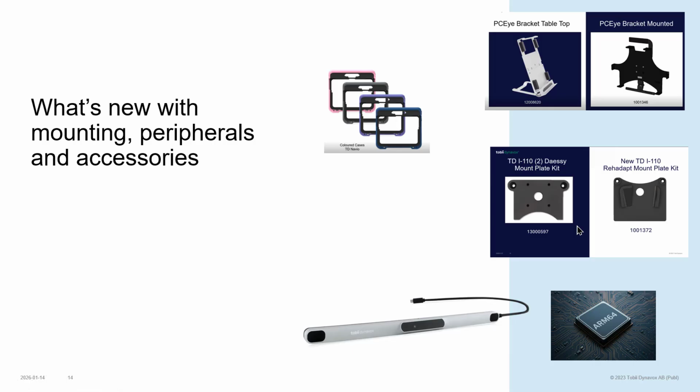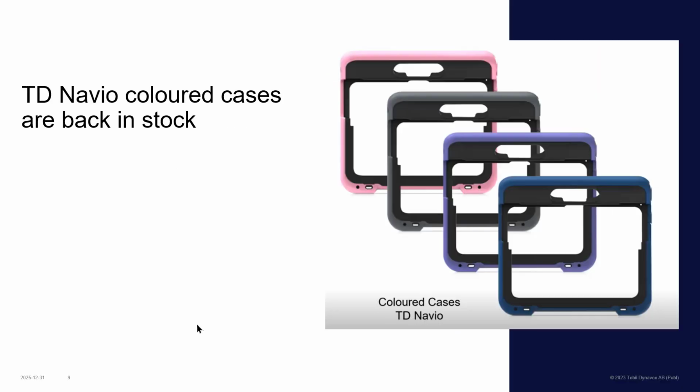Okay, now we're going to have a look at what's new with mounting, peripherals and accessories. Firstly, we're pleased to say that the coloured cases for the TD Navio range are back in stock. These were initially announced but weren't available because of the popularity of the TD Navio at launch. It meant that we weren't able to produce enough cases of the variety of colours. We're pleased to say that these are now fully available for order.